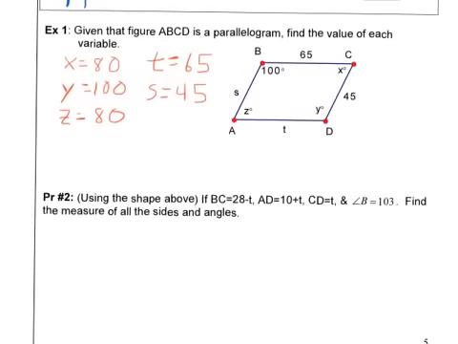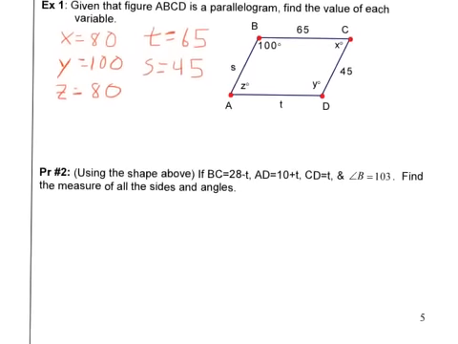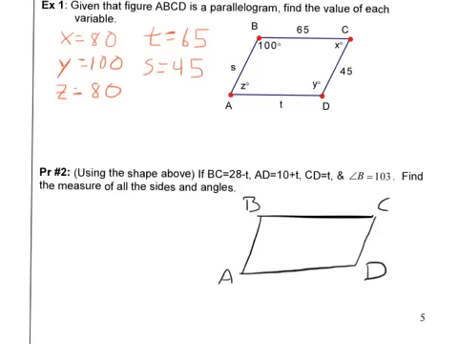Alright. Fun stuff. Next problem, this is one that I want you to do on your own. It says using the shape above. So we're going to use the same drawing, same figure. And my figure doesn't look that good. A, B, C, D. We're going to find the measure of all the sides and angles with this information here. So you may want to just kind of plug that in. It says BC is 28 minus t. It says AD is 10 plus t. And it says CD is just t, and it says that angle B is 103. And we're going to find the measure of all the sides and angles.